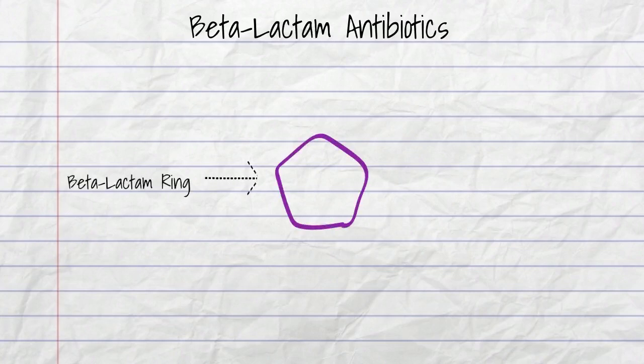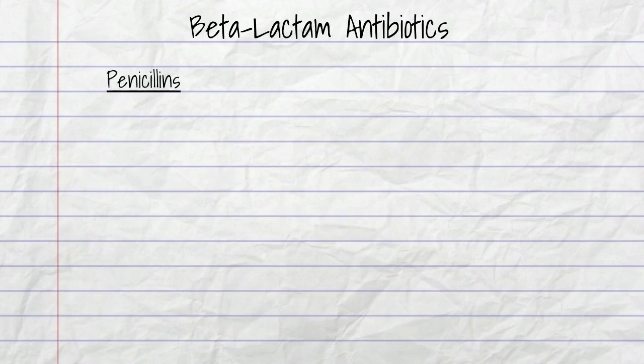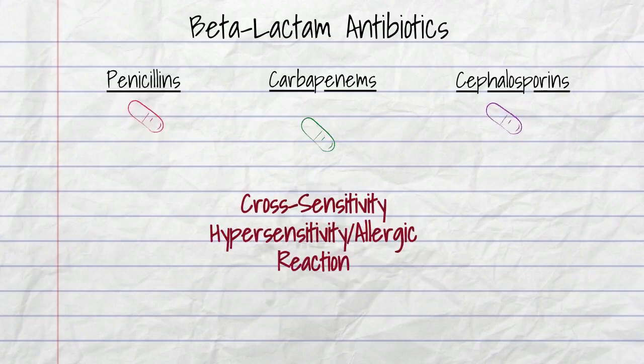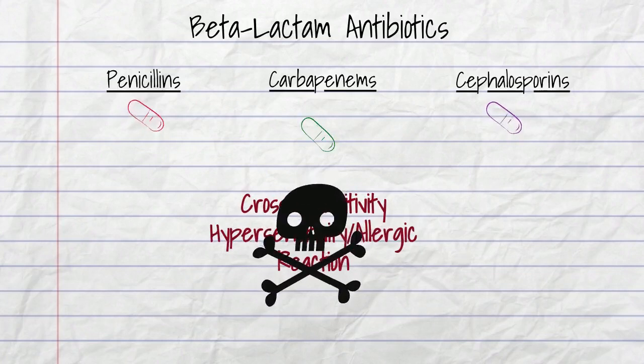Beta-lactam antibiotics are those which have a beta-lactam ring in the molecular structure. The penicillins, carbapenems, and cephalosporins are considered the beta-lactam antibiotics. Because these 3 categories are molecularly similar, a patient who has a hypersensitivity reaction to one category may have the same or a more severe reaction to a drug from one of the other categories.